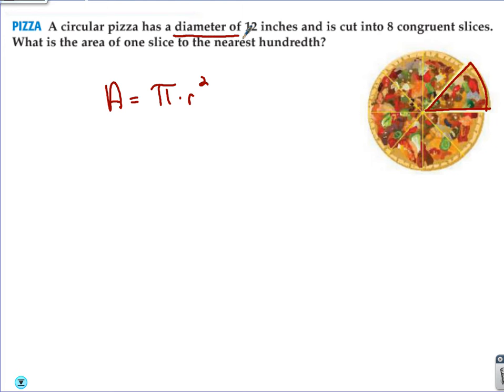Since the diameter is 12, radius would be just radius, 6. So therefore the area would equal pi times 6 squared, or pi times 36. That's exact. But that's not what it asks us for. It says find the area of each slice. All 8 slices added together has an area of 36 pi. Well, how do you find the area of one slice?